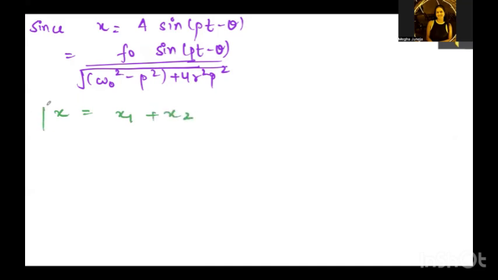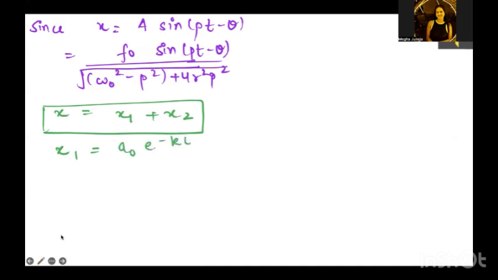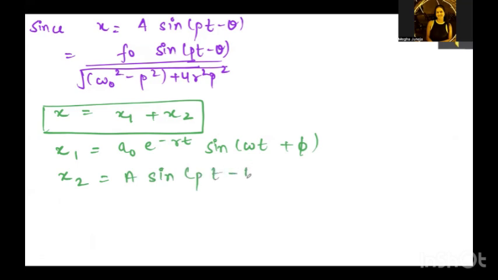Okay, so since हमें एक चीज पता है that x was equivalent to x1 plus x2, if you remember, like damped simple harmonic oscillator के केस में, तो हमारे पास दो सॉल्यूशंस आए थे. And यहाँ पर जब अगर अब हम forced harmonic oscillator की बात करते हैं, here x1 will be equivalent to, so if you remember the solution that we are talking about, so we can simply say a naught e raised to the power minus of rt sine omega t plus phi, correct? And so x2 was equivalent to जो अभी हमने consider किया, that means a sine of pt minus theta.